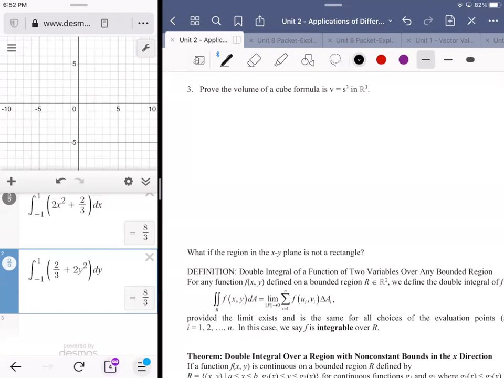The volume of the cube formula is V equals S cubed in R3. All right. So V is equal to S cubed in R3. All right. It doesn't seem like you're really given much to go on here, but what we want to do is come up with an expression in general terms that we could use to find, through the multiple integration techniques, a result that gives the volume of a cube in 3 dimensions.